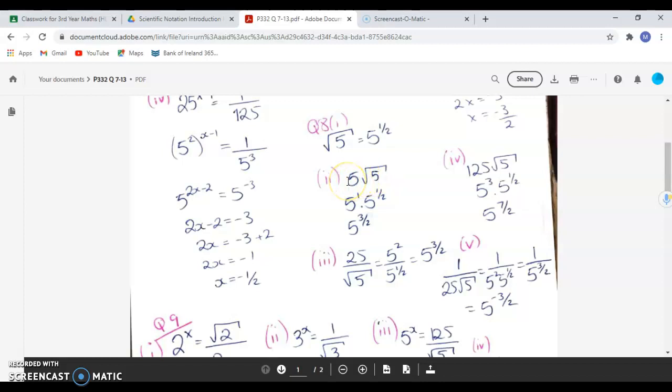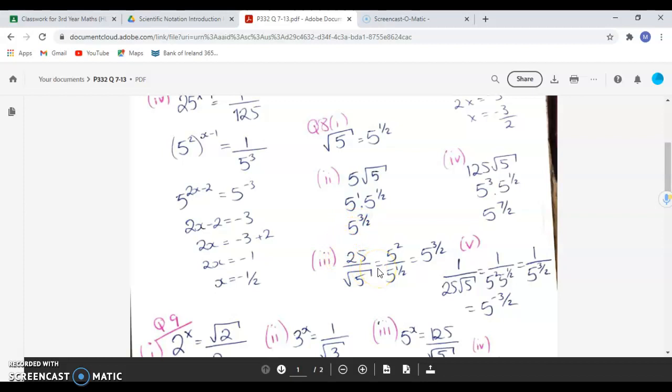So the next one we have is 5 times root 5. 5 can be rewritten as 5 to the power of 1. Root 5 can be written as 5 to the half. When you're multiplying, what do you do? Add the powers. So 1 plus a half is 3 over 2. There it is. All right, that's your final answer.